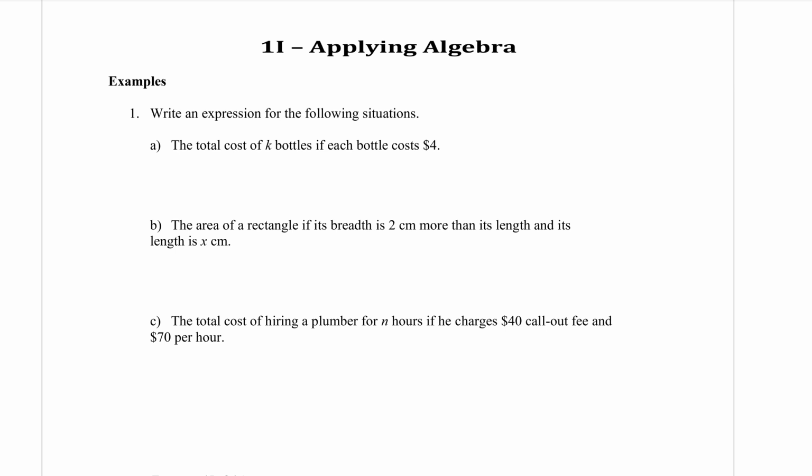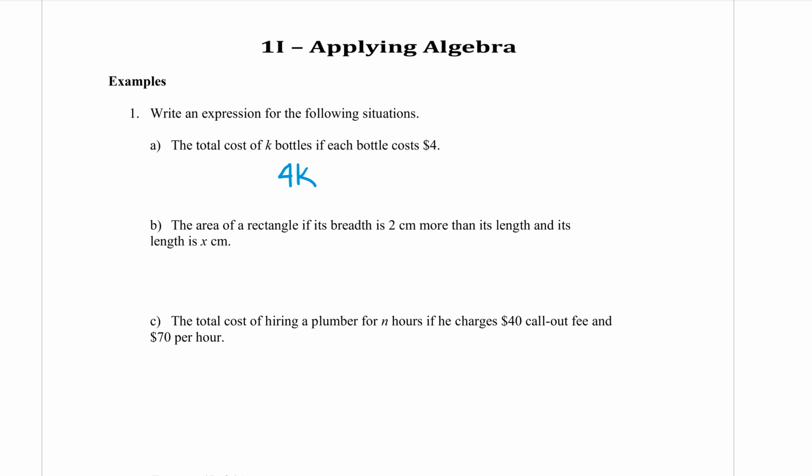So example number 1, write an expression for the following situations. So for A, we want the total cost of K bottles if each bottle costs $4. Well, if we were just going to buy one bottle, it would cost us $4. If we're going to buy 2 bottles, we'd go 4 times 2. So if we keep that logic going, if we wanted K bottles, we would go 4 times K, however many K is. Now in algebra, we don't tend to write the multiply sign, do we? For 4 times K, we would simply write 4K for our expression.